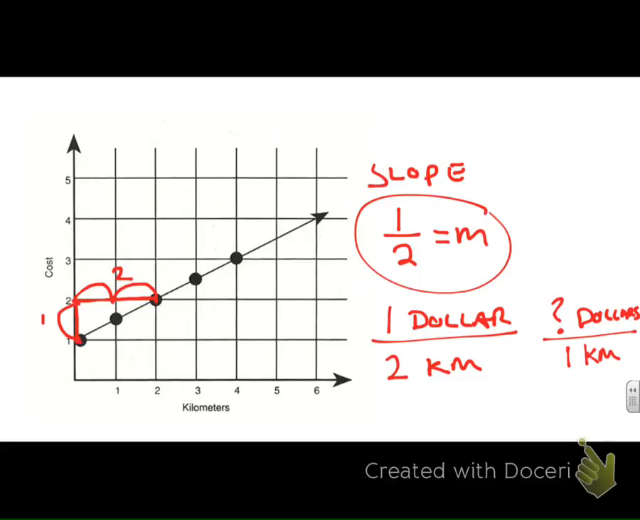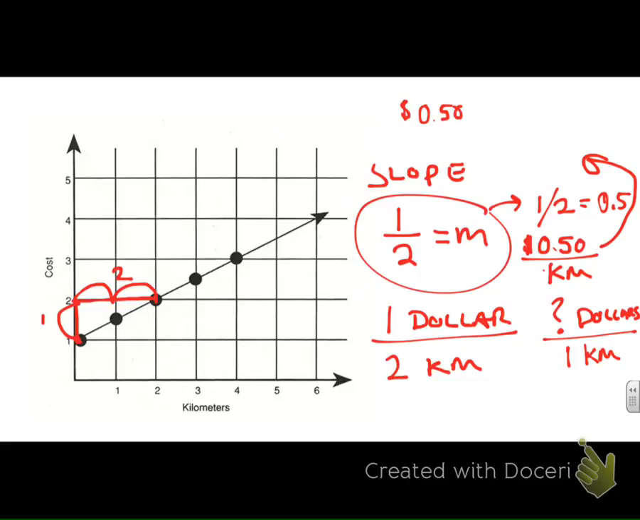I can do that by dividing. Just like we did delta y divided by delta x, I'm just going to do my rise divided by my run, and turn this fraction into a decimal. So 1 divided by 2 gives me 0.5. What this tells me is that the cost is $0.50, or 50 cents per kilometer. I could write that as 50 cents per kilometer, because it costs me 50 cents per 1 kilometer.